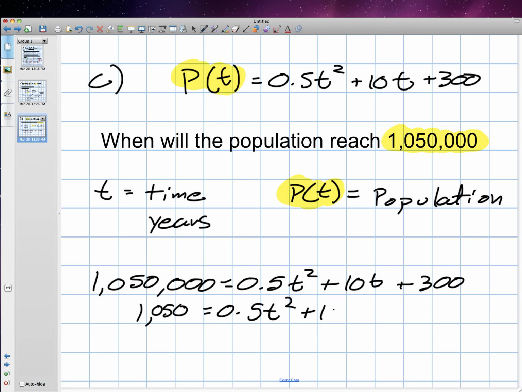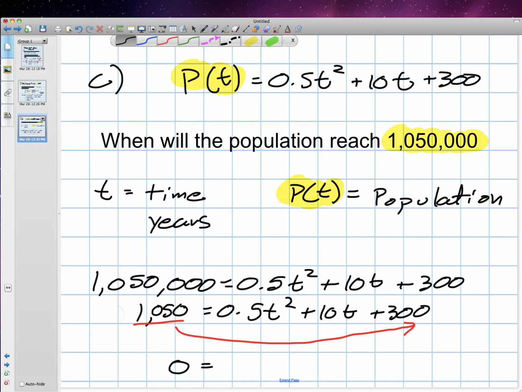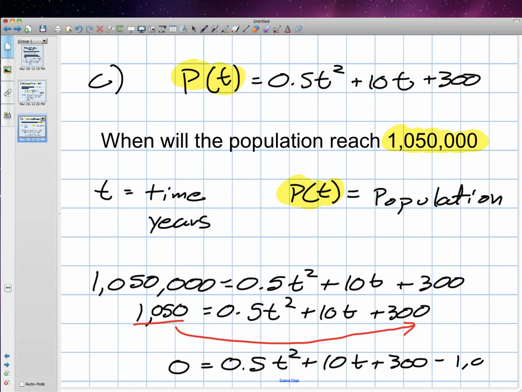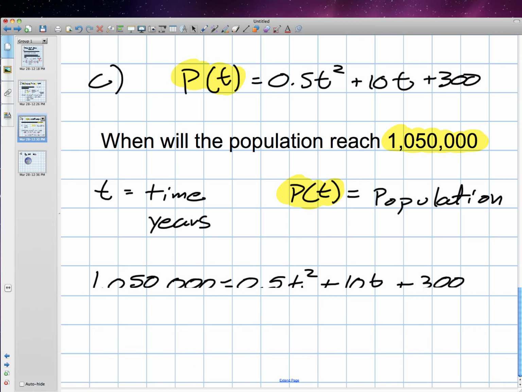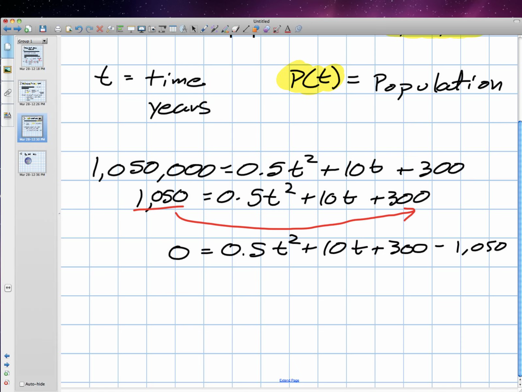Now, in order to solve this, I need one side of the equation to be equal to 0. So I'm going to take the 1,050 and move it to the other side of the equation. So we get 0. Would it be t equals? No, it wouldn't, James. We're going to work on that. All right. So we brought over 1,050. We've set this equal to 0 because that's the best way in order to factor it. It's the only way we're going to be able to solve this. So we have 0 is equal to 0.5t squared plus 10t.